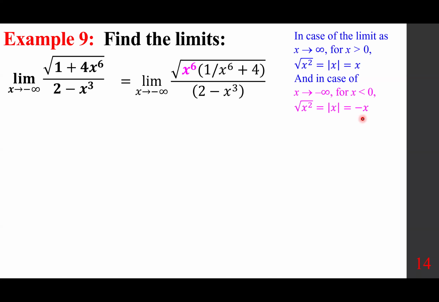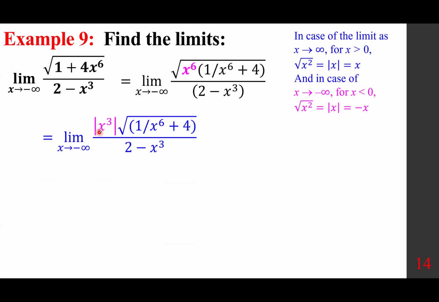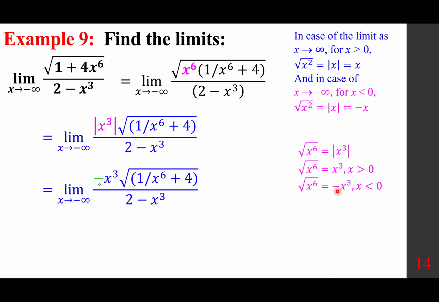And x to the power of 6 works out in the same manner. It's the absolute value of x cubed. So square root of x to the power of 6 is the absolute value of x cubed. If x is positive, you can drop the absolute value. But if it's negative, it becomes minus x cubed. So if I want to drop this, I have to go with minus. And that's the idea, everybody. And I put it in a different color so you can see that.